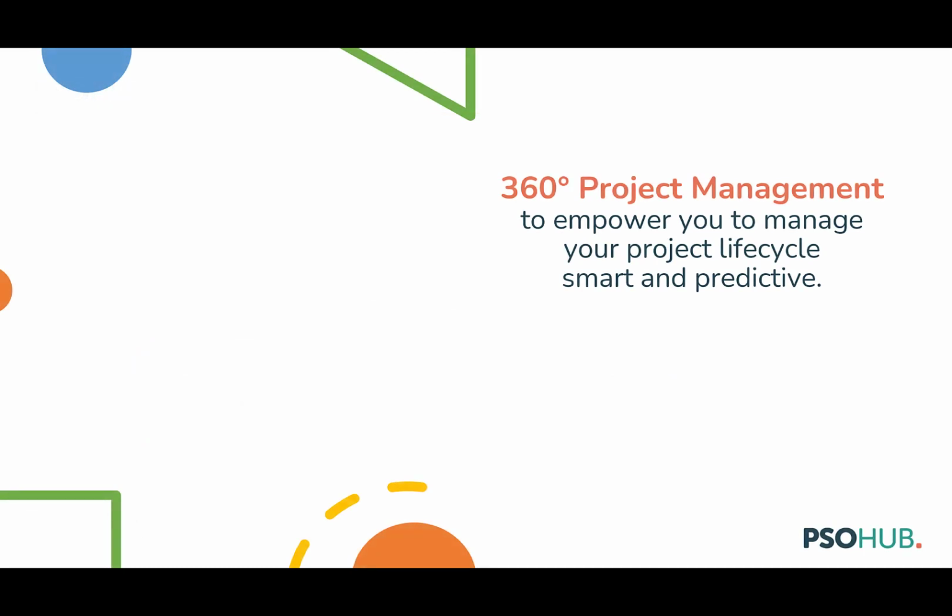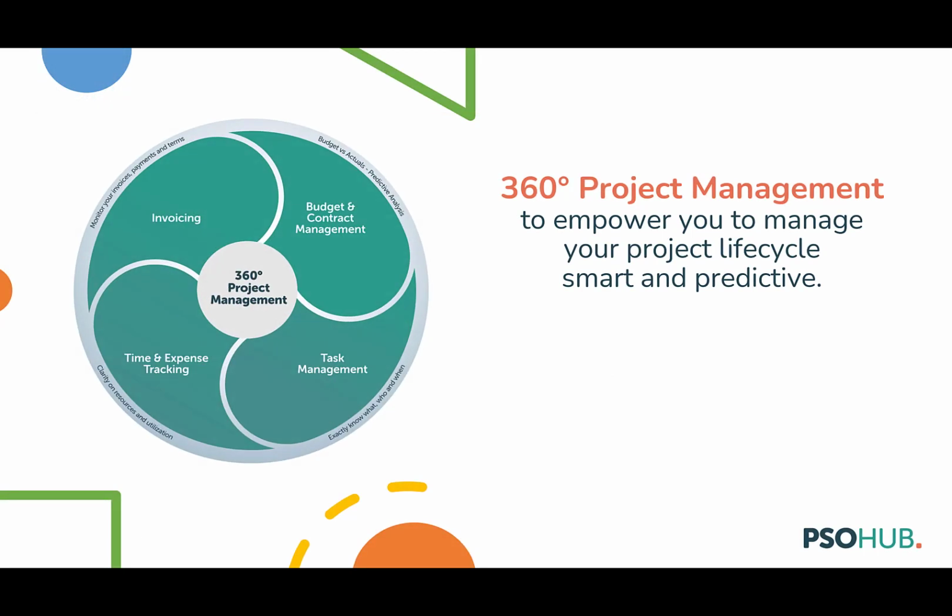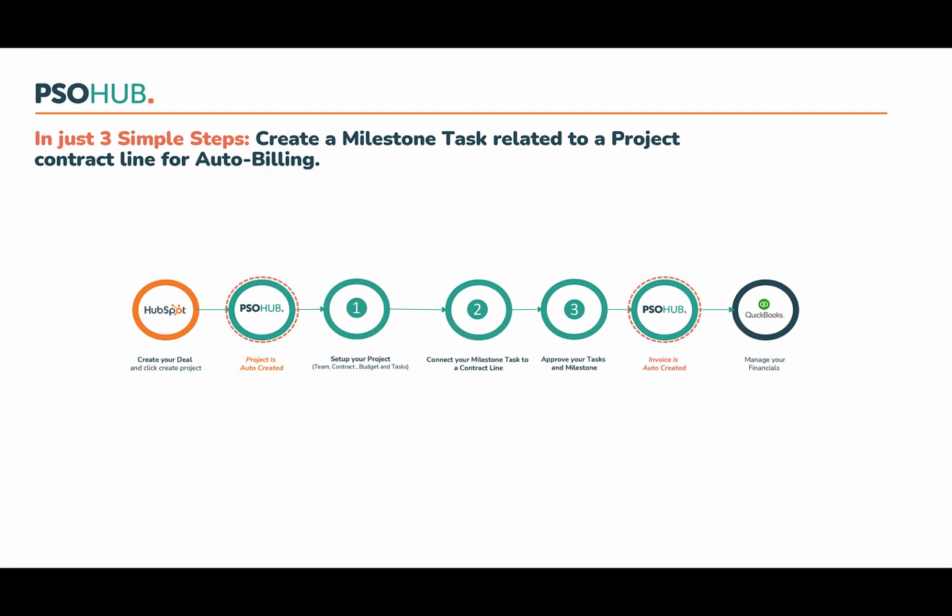So PSOhub provides a 360-degree project management solution with budget and contract management, task management, time and expense tracking, and invoicing. At this moment we want to show you some task management in combination with contract management. So in just 3 simple steps you can basically set up your project, set up your contracts, create a milestone task, and when you approve the milestone task related to the contract line, it will be invoiced.